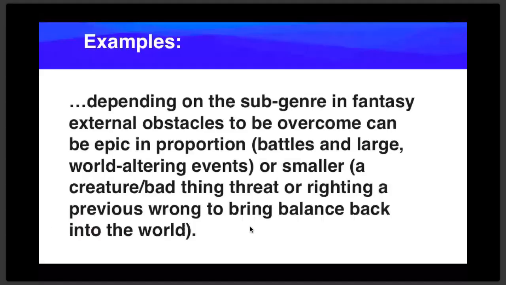Depending on your subgenre in fantasy, there can be external obstacles to be overcome that can be epic in proportion. That means go big or go home. So we're talking about things such as battles and large world-altering events, or it can be smaller. It can be a creature or a bad threat, or just needing to right a previous wrong that brings the world back into balance. So each of these genres have expectations of not only what the reader wants to read it for, but also the type of opportunities for conflict.